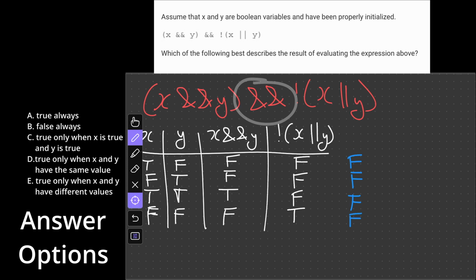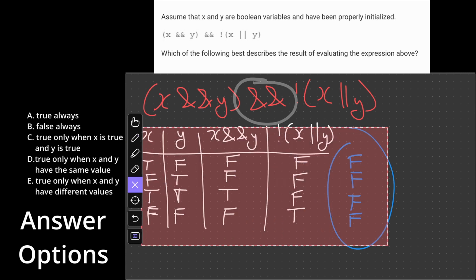So here we can see that all of our values have equated to false, which means in these four options we have true always, false always, true only when x is true and y is true, and true only when x and y have the same value. The answer is going to be false always, because these are always false. So that is your truth table. It's very simple. You just evaluate the whole expression, see what you get, and interpret the results.